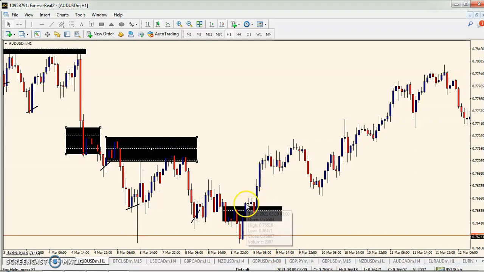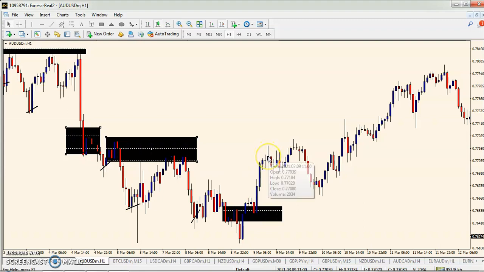So what do you expect? You expect a retest of the order block, the retest of the breaker. It's no longer an order block. Then price again has to move up to start a new bullish order flow.